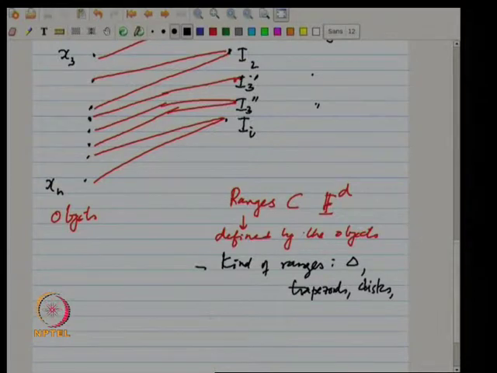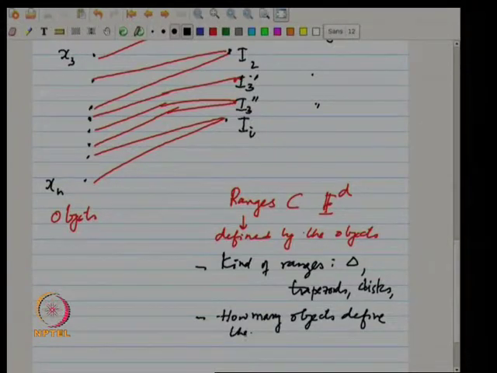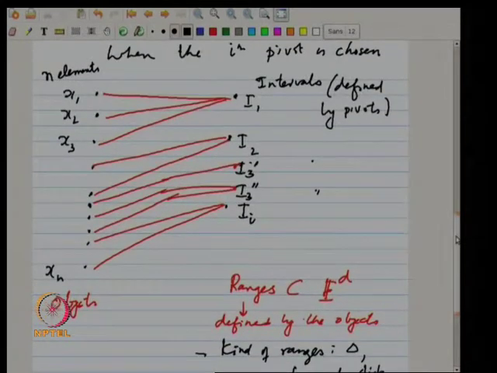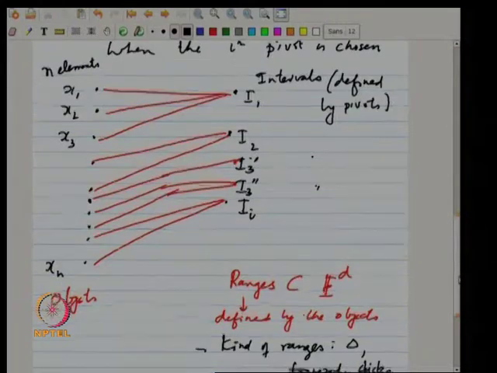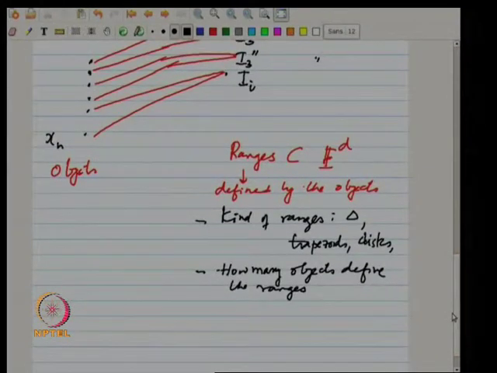So one is the kind of ranges, and also how do the objects define the ranges? Or how many objects, let us say, that is more important. So in the case of sorting, how many objects define an interval? 2, right. So an interval is basically defined with the left endpoint and the right endpoint, okay. So these are things that we will have to generalize as we deal with more complex construction processes, okay.